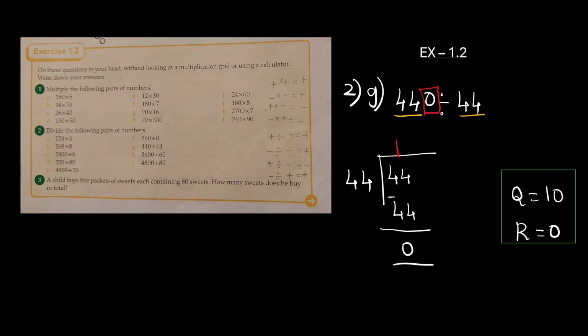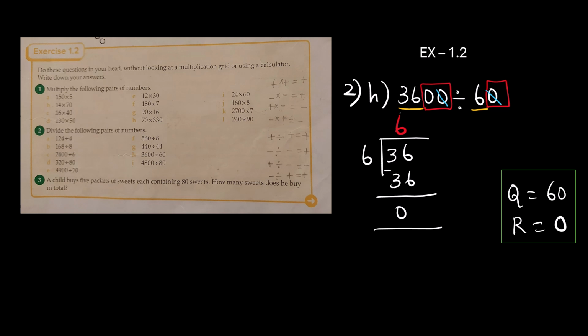G sum is 440 divided by 44. First we divide 44 by 44. How many 44 makes 44? It's 1. So 44 into 1 equals 44. So 44 minus 44 is equal to 0. Again 1 zero is left. So we have to add that 0 to our answer. Quotient is 10. Remainder is 0.